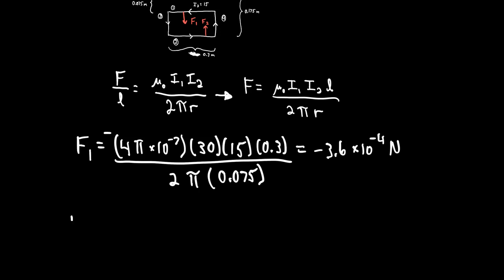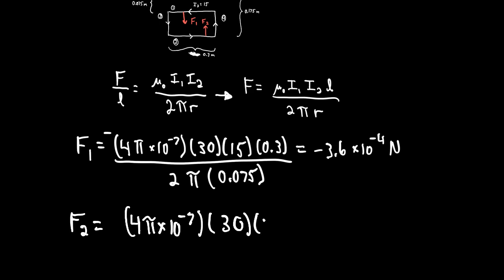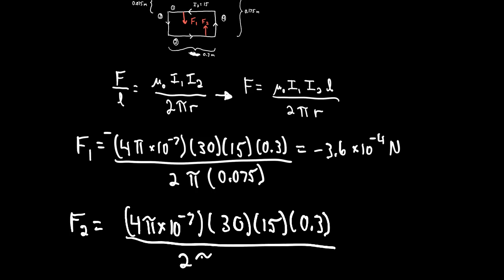And then we repeat that process for F2. F2 is mu naught, which is 4 pi times 10 to the negative 7, times the currents, 30, times 15, times the length that's in common, 0.3, divided by 2, times pi, times the radius. How far is the bottom wire? 0.175. And that, when you multiply all your numbers out, is going to be 1.54 times 10 to the negative 4.